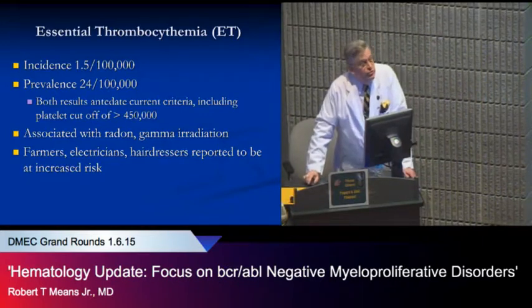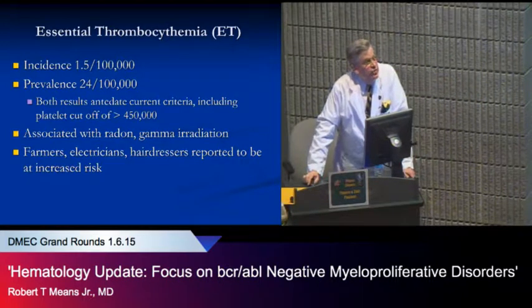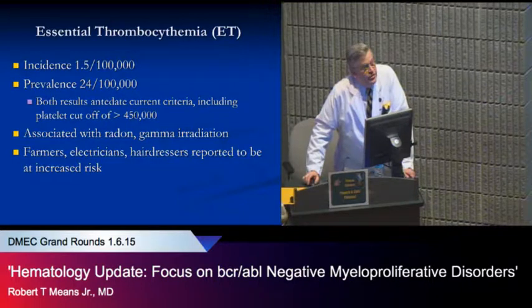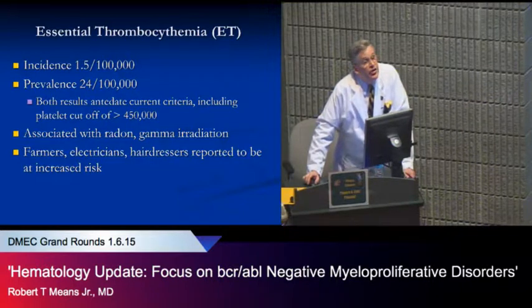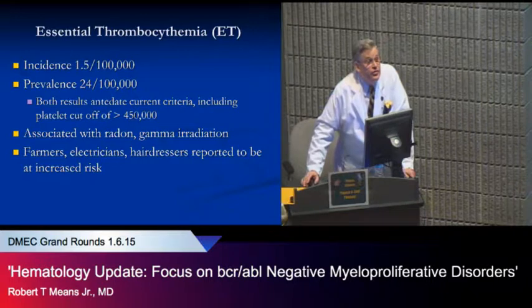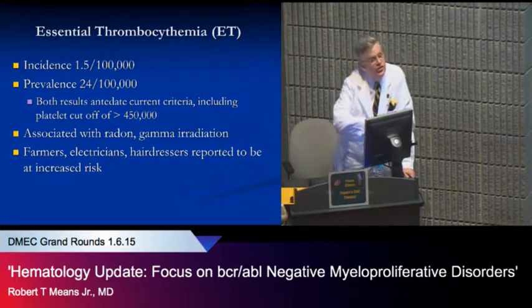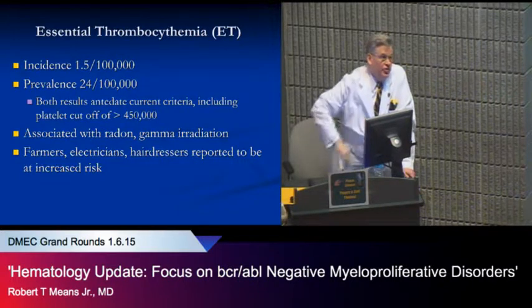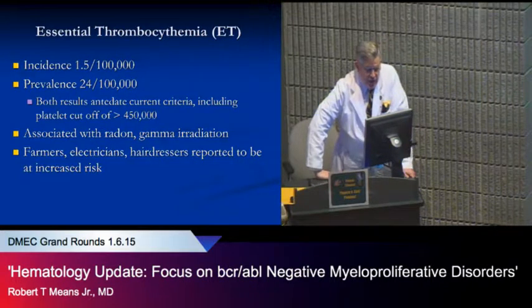Now, both of these findings, incidence and prevalence, reflect the old diagnostic criteria, which required a platelet count of 600,000. The current diagnostic criteria, and this is an important point to take away, is basically anything above the upper limit of normal, so 450,000 or up. So this means that the incidence and prevalence must, of course, be higher, since the bar to cross to make the diagnosis has become lower.